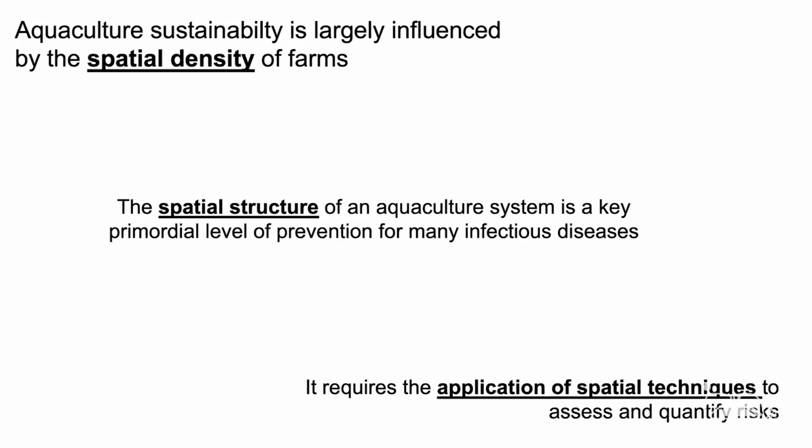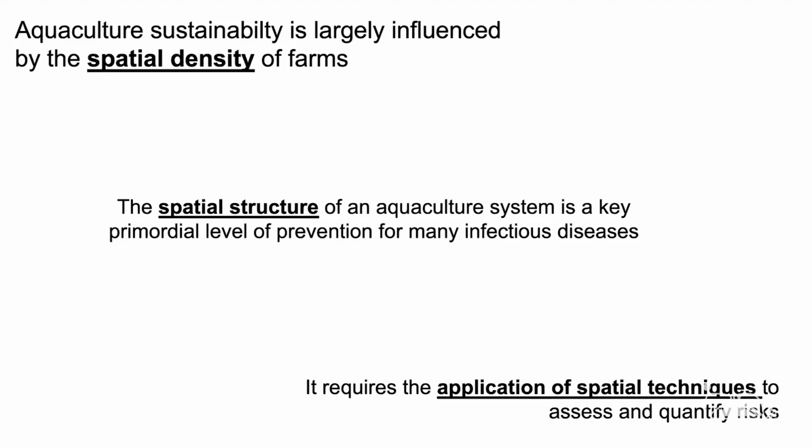Prevention means different intervention levels that I will show later that are related with this primordial level, which is the spatial structure. So clearly, to achieve sustainability, to achieve health management, you need to have an understanding precisely about the spatial distribution, and that requires the application of spatial techniques to assess and quantify risks.